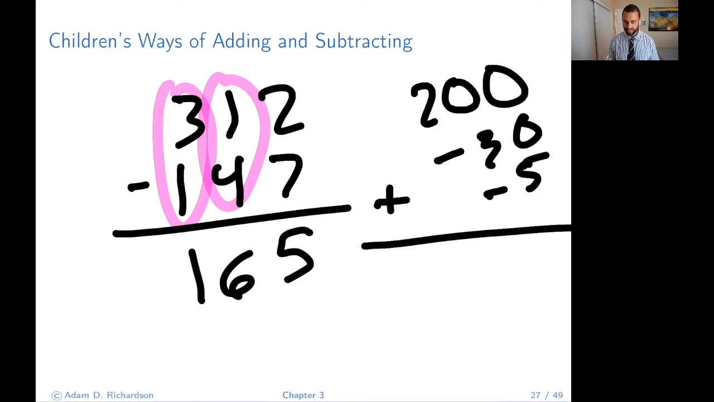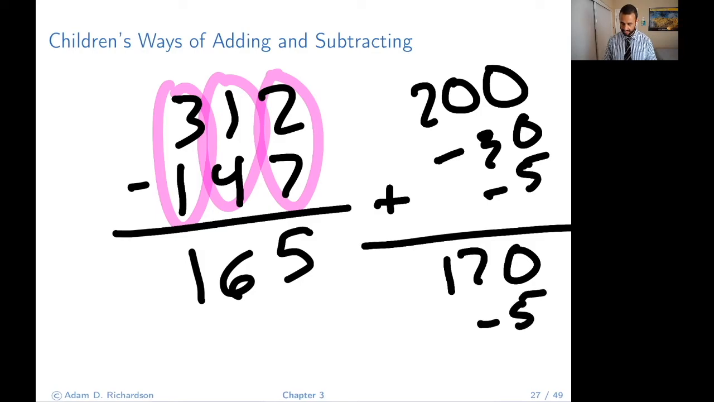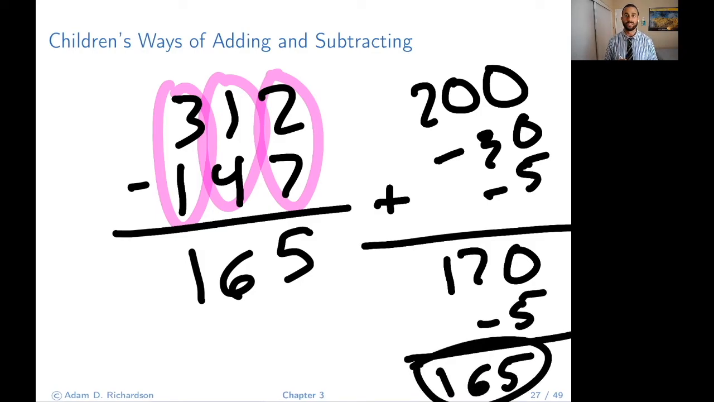But then when you add all these together, what do you get? Do it in pieces. You don't have to do it all at once, right? Just do it in pieces. Actually, I forgot to do this. There we go. Well, 200 minus 30 is 170. And then you still got to take away 5. And there it is, 165.